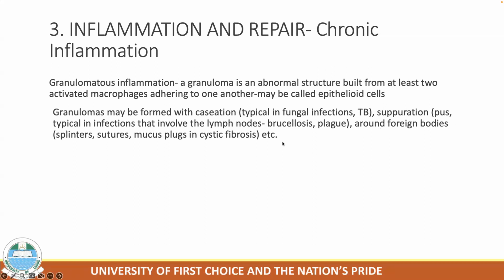And it could also be found around foreign bodies, people who have maybe splinters or bullet fragments in their body, sutures that have been covered up by their wound, or mucus plugs, for example, in cystic fibrosis. All of these are an important type of inflammation because it makes healing or treating the chronic inflammation very difficult.